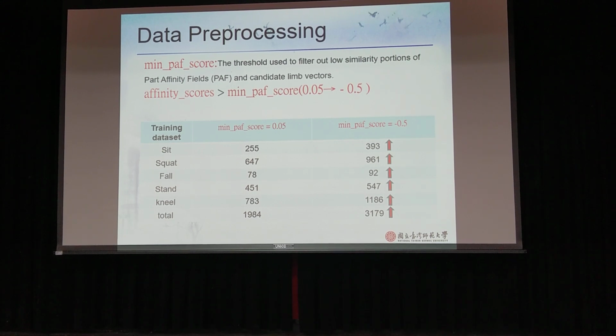The affinity score generated between PAF and candidate link vectors must exceed a minimum PAF score threshold in order to be retained. Lowering the threshold for the affinity score aims to preserve more key points.